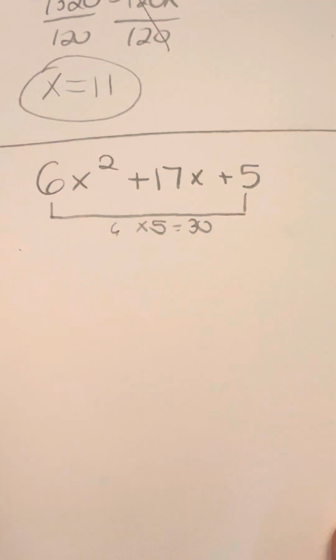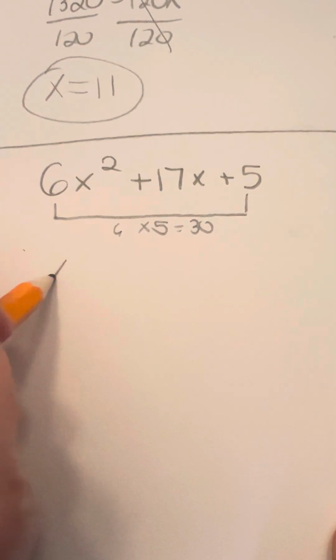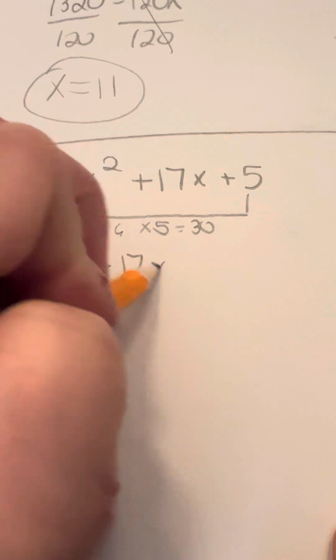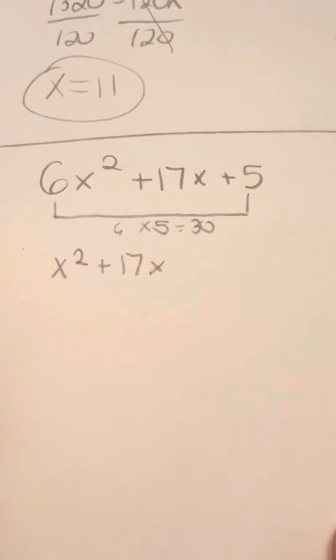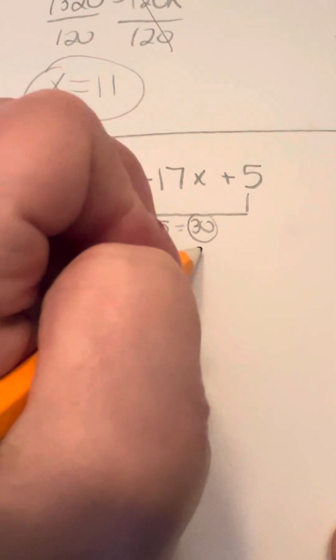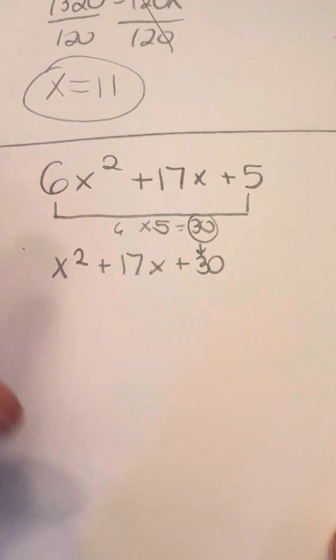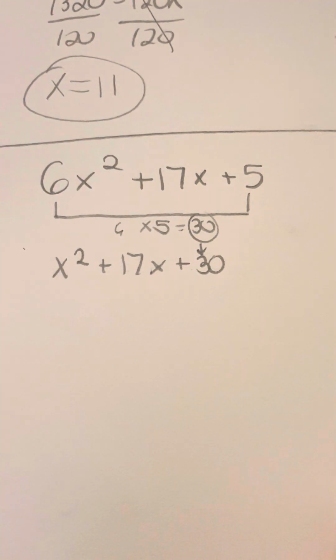Now what we're going to do is transform this. This is going to basically be gone, and we're just going to have x squared by itself. The 17x is going to stay 17x, not touching that. And then the end result is just going to be this 30 that we are talking about right there. So I've eliminated that number that's not 1 in front of x squared, and now I have an x squared with no number in front of it, so it's just 1.